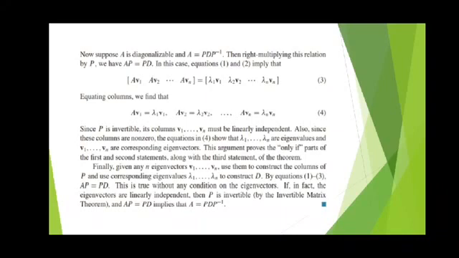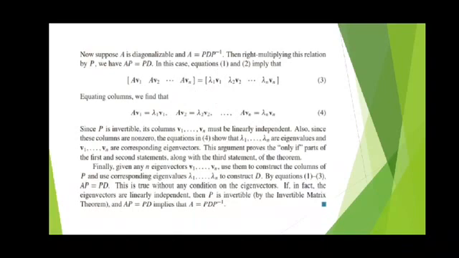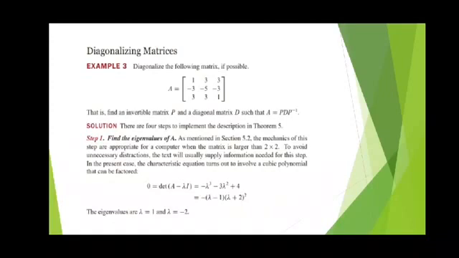Now we take AP is equal to PD and multiply both sides by P inverse. Then P into P inverse will be I. So finally we have A is equal to PDP inverse, which means A is diagonalizable. So from this theorem, if it is diagonalizable, it has n linearly independent eigenvectors.